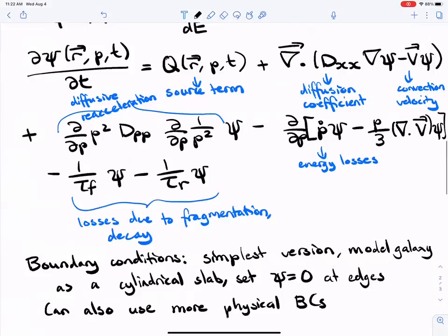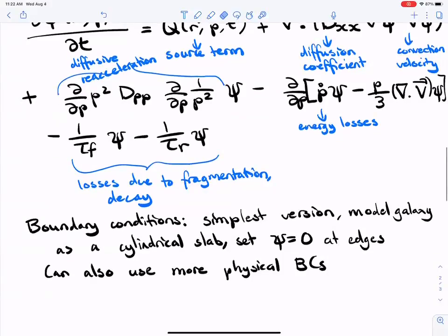And you can do various levels of complexity in these equations. For example, this diffusion coefficient and this energy loss rate could depend on your position in the galaxy. They could have anisotropy, like they could depend on the direction the particles are traveling in. And people have written a number of papers basically starting from this equation and either adding additional terms or adding additional parameter dependencies.